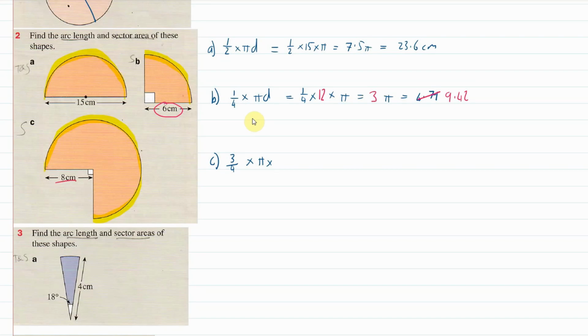So this is a radius, this 8 centimeters, so the diameter would be 16. So 3/4 times pi times the diameter, and this will give us 0.75 times 16, 12 pi, which is equal to 37.7 centimeters.